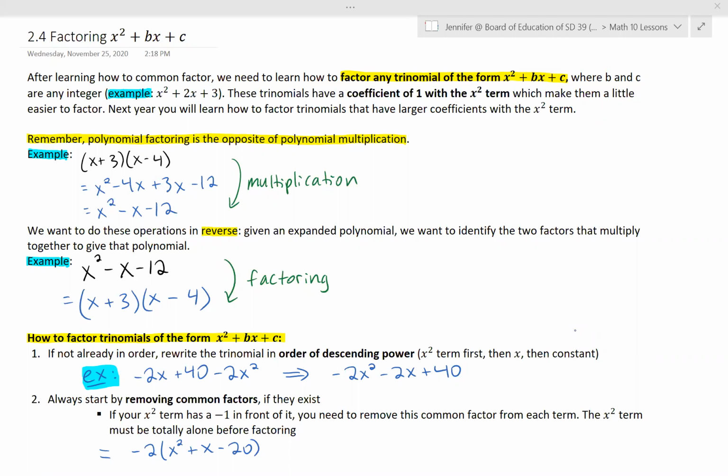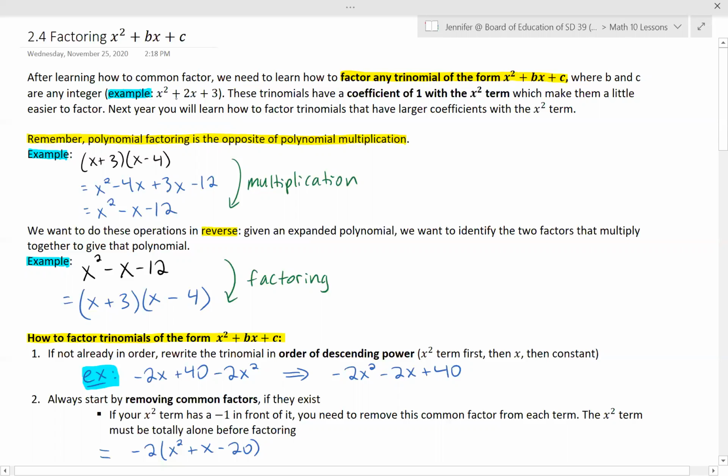They're just any integer. So right here is an example of a trinomial that we might learn how to factor in this lesson. The main thing about these trinomials is that they have a coefficient of 1 with the x squared term, so it's always just the x squared term on its own. This makes it easier to factor, and we're just going to focus on those this year. Next year, you're going to learn how to factor trinomials that have a larger coefficient with the x squared term. So maybe there's a 5 or a 2 there.